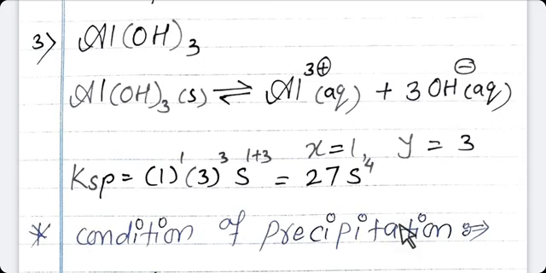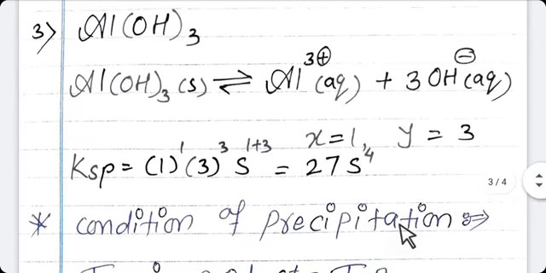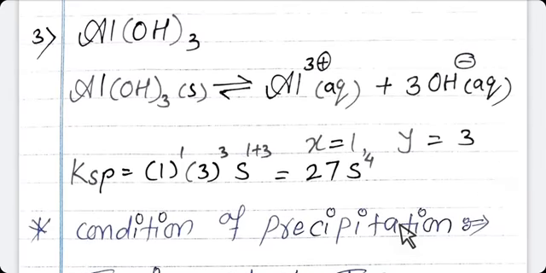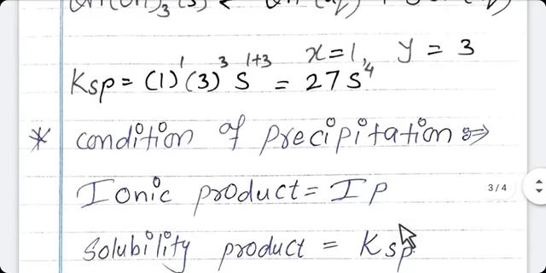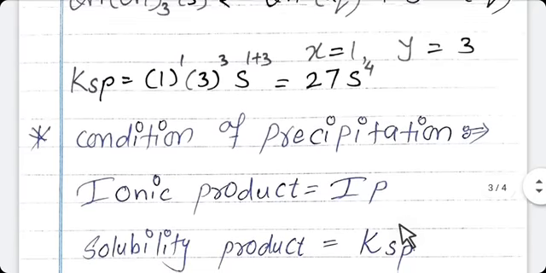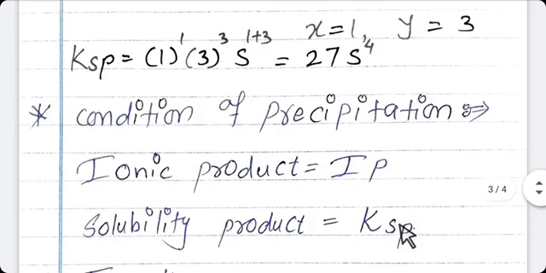I hope you all understand this. Now the next topic is condition of precipitation. In condition of precipitation, one term is known as ionic product, and it is denoted by IP, and another term, which you are already aware of, is solubility product, which is denoted by Ksp.